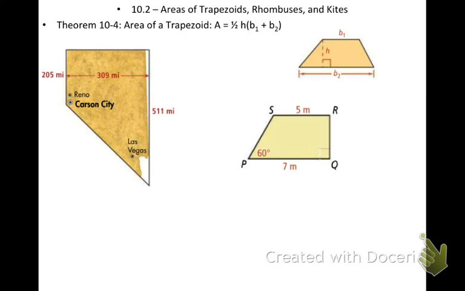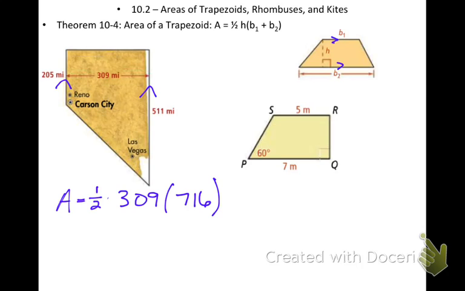And so for here, I want to find the area of Nevada. Again, I'm going to do area is equal to 1/2 my height, which is 309. And then I'm going to add together both these bases. Another thing I should mention is that these bases are going to be my parallel sides. So here I have these two bases, 205 and 511. So I'll add those together and I'll get 716.